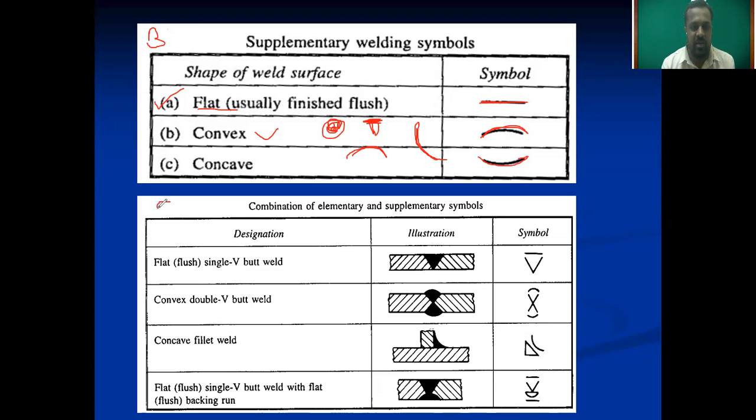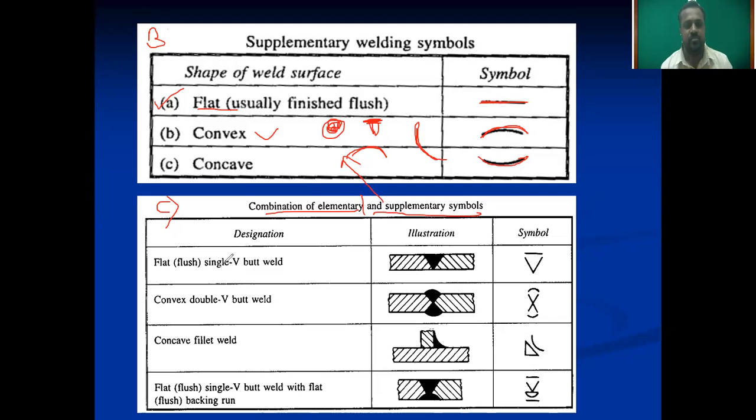Now see the third type of the welding symbol, that is C, the combination of elementary and supplementary. What is meant by supplementary? See, these are the supplementary. And what is the elementary? Whatever we have seen. Okay. Now see, this is the third type of the welding symbol. What is the name? Combination of elementary and supplementary.